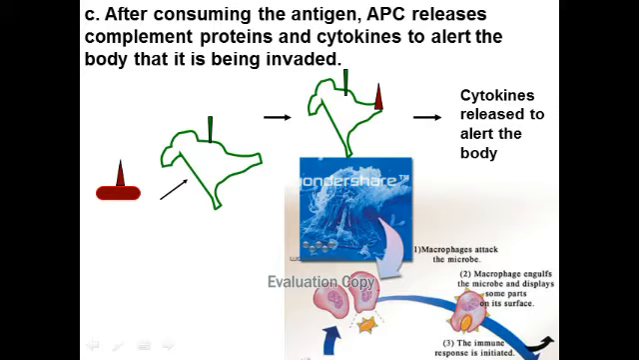After it consumes the antigen, the APC is also going to release some proteins. They're called complement proteins. I'll talk about those. And it also releases cytokines. And cytokines do all sorts of things. They're going to cause a fever. They're going to cause swelling. They're alerting the body that we're under attack.